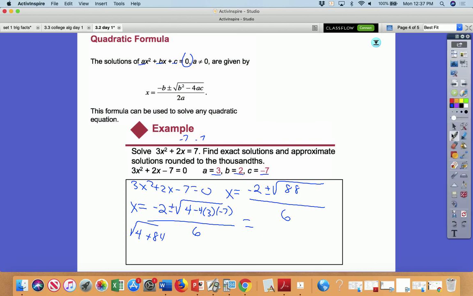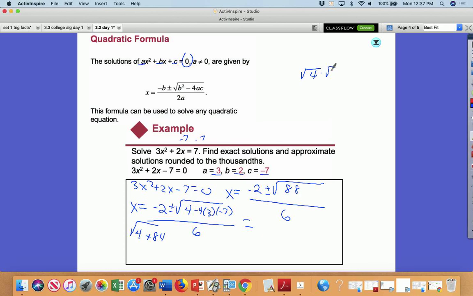So the perfect square factor that goes into 88 is 4. So I'm going to rewrite that as 4 times 22, the square root of 4 times 22. So right now, negative 2 plus or minus 2 squared is 22 over 6 is where we're at right now. Okay?